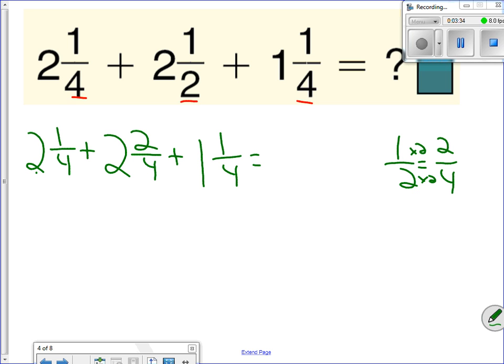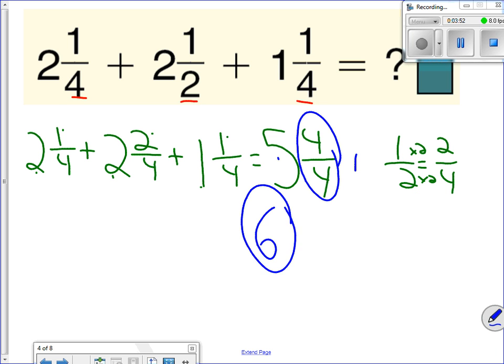Go and add these across. I've got a 2, and a 2, and a 1, which gives me a 5. 1 plus 2 is 3, plus 1 is 4. 4/4. I'm not going to leave my fraction like that, but what I do know is 4/4 equals 1, and I've got a 5 here, so my answer is 6.